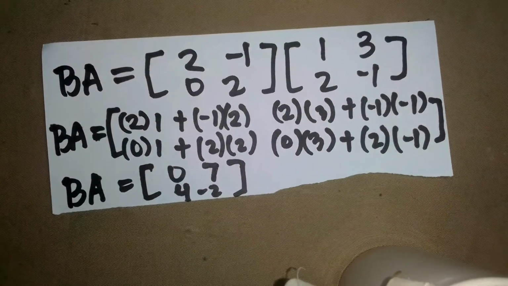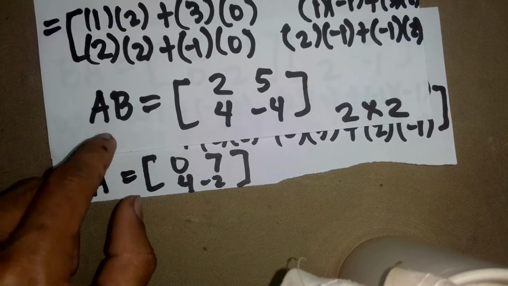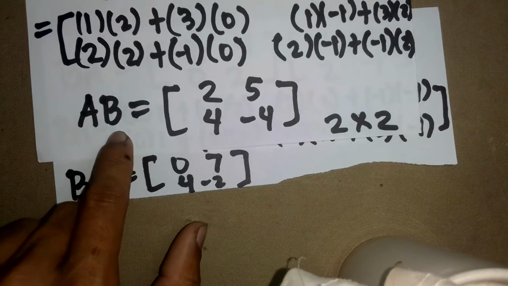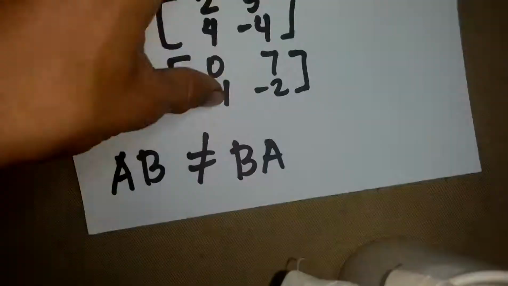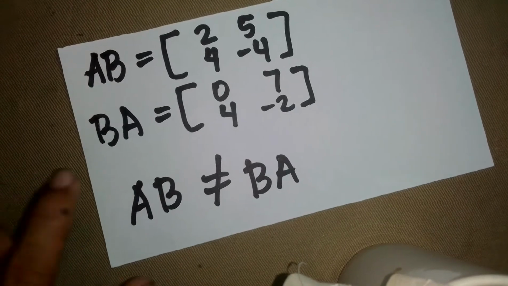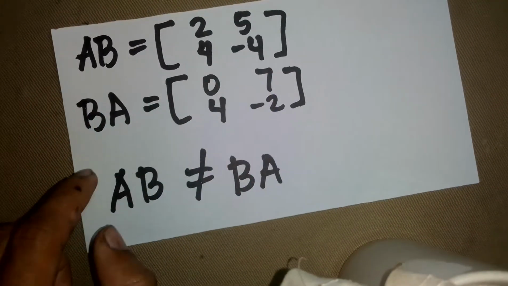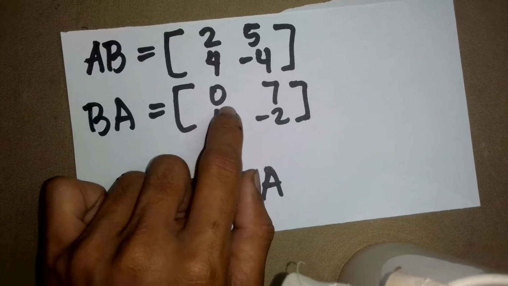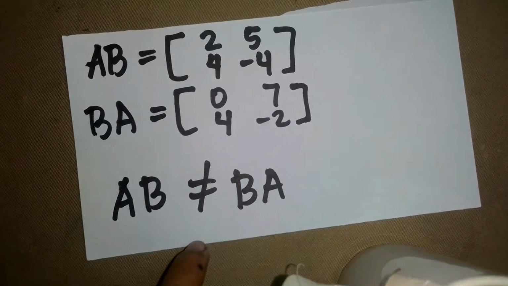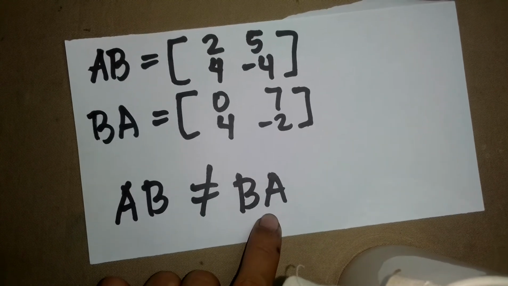We can say that the value of matrix AB is not equal to the value of matrix BA. The value of matrix AB is 2, 5, 4, negative 4. The value of matrix BA is 0, 7, 4, negative 2. We can say that matrix AB is not equal to matrix BA.